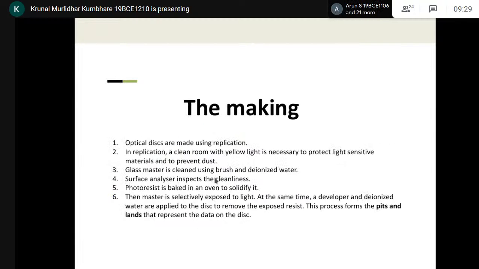And starting with the making, discs are made using replication, and cleaning with yellow light is necessary to protect light sensitive materials. Then the glass master is cleaned using brush and deionized water. Cleanliness is checked using a surface analyzer. If it is not clean enough, then it may be cleaned again. Then a photoresist is baked. Then the master is selectively exposed to light, and the exposed resist is removed using tools. And then a thin coating of metal is applied to the master, making a negative of the master. That is something like a copy of the master.